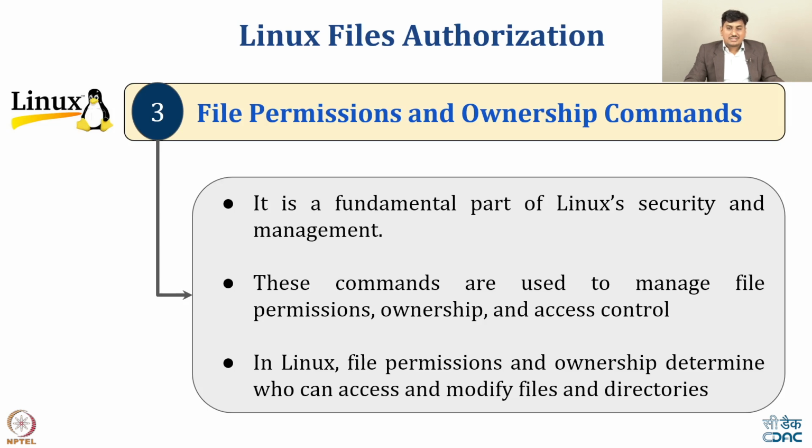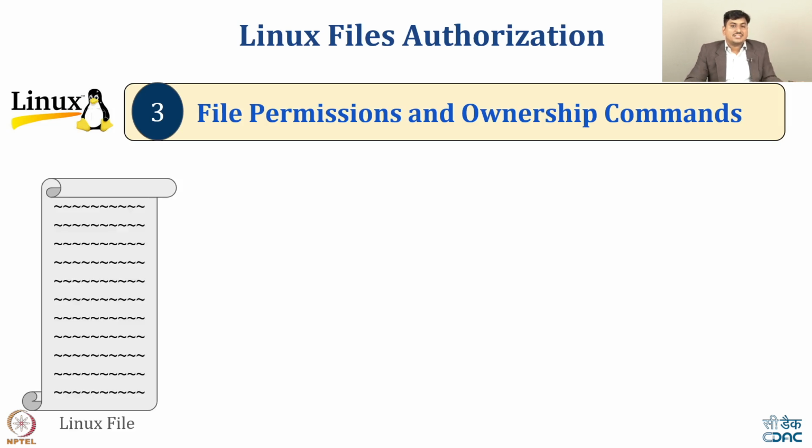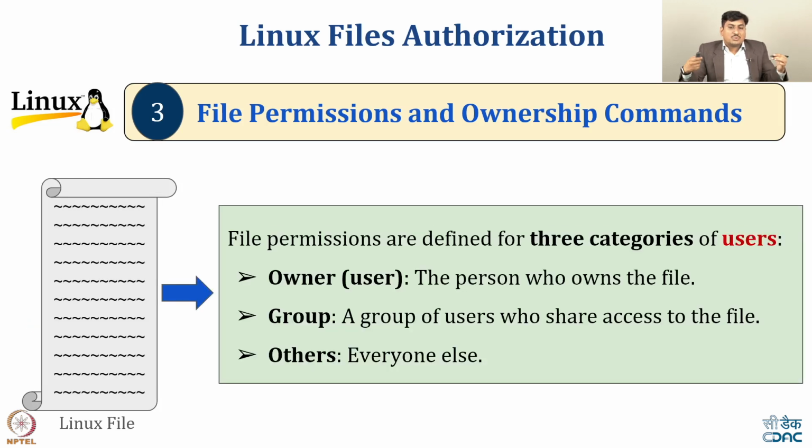In Linux, file permission and ownership determine who can access and modify the files and directories. Let's take an example. We create one particular file in Linux, and with respect to that file, what are the different types of users associated with it. As we have seen in the ls -lrt command, there were different fields associated with that file, and different users.